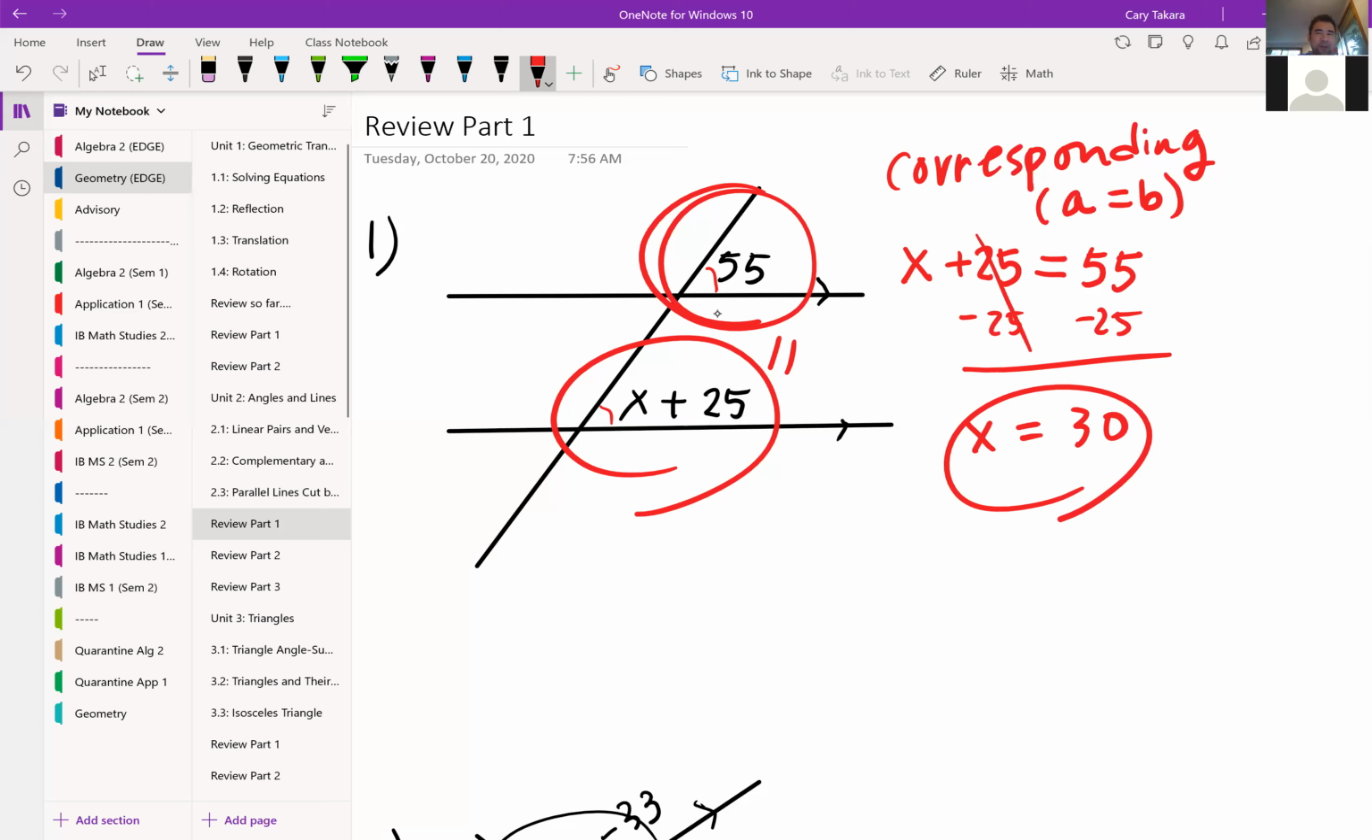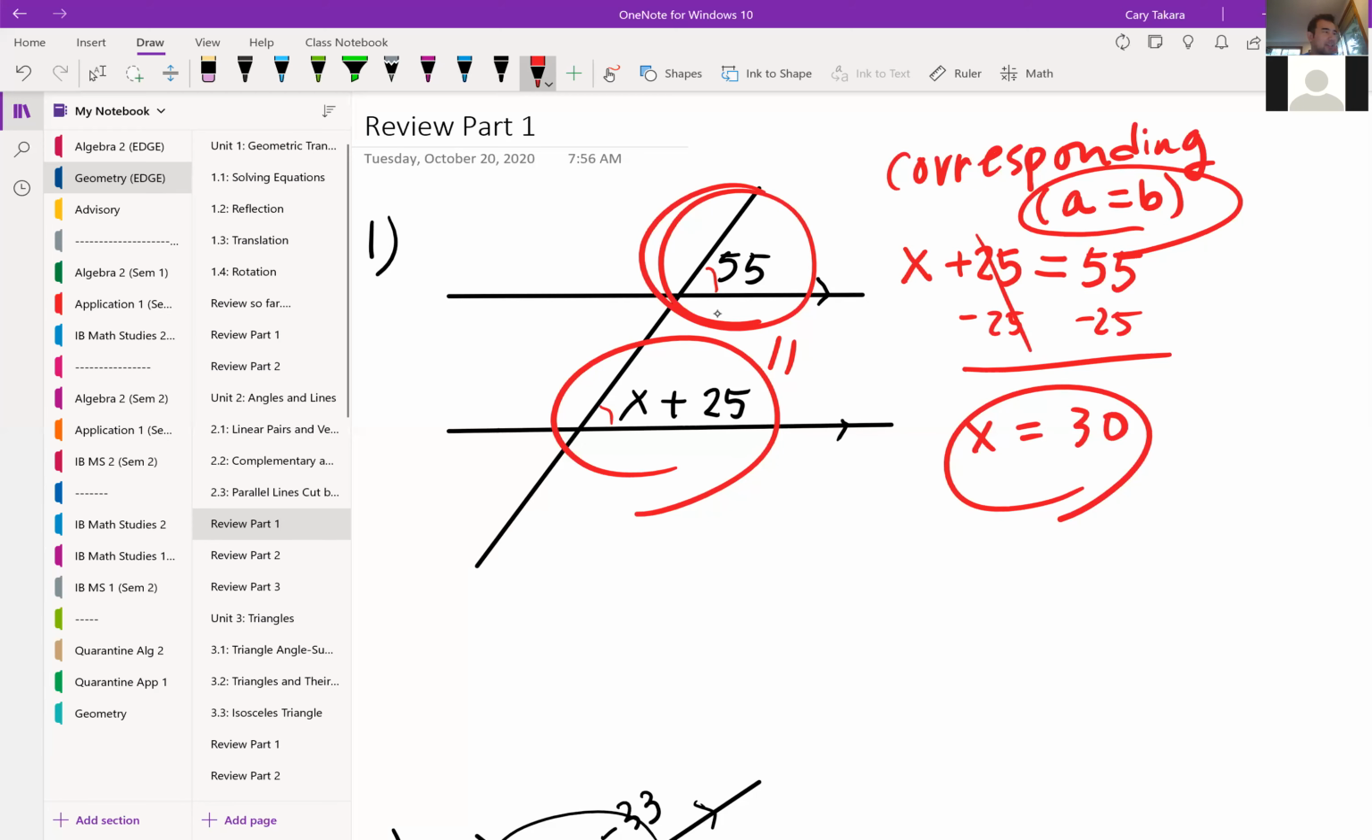So this is what I want you to do. I want you to name it. I want you to write down the relationship. Is it A equals B? Or is it A plus B equals 180? Or maybe it could be A plus B is 90 degrees if it's complementary. So it's one of those three.